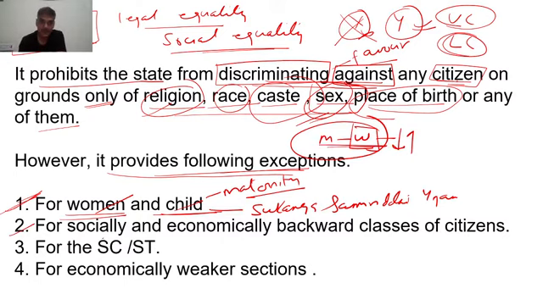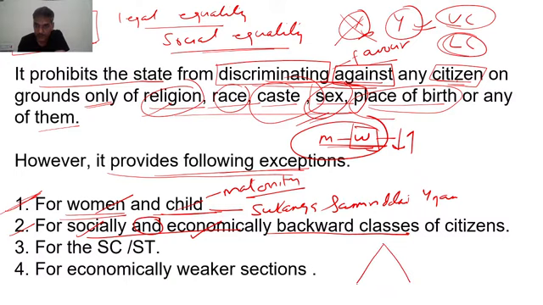Then for socially and educationally backward classes of citizens. Okay? For socially and educationally. And since the word "and" is there, that means a class or a category of citizens must be socially backward as well as educationally backward. Now, how to know that a class or category or group of citizens is socially backward?